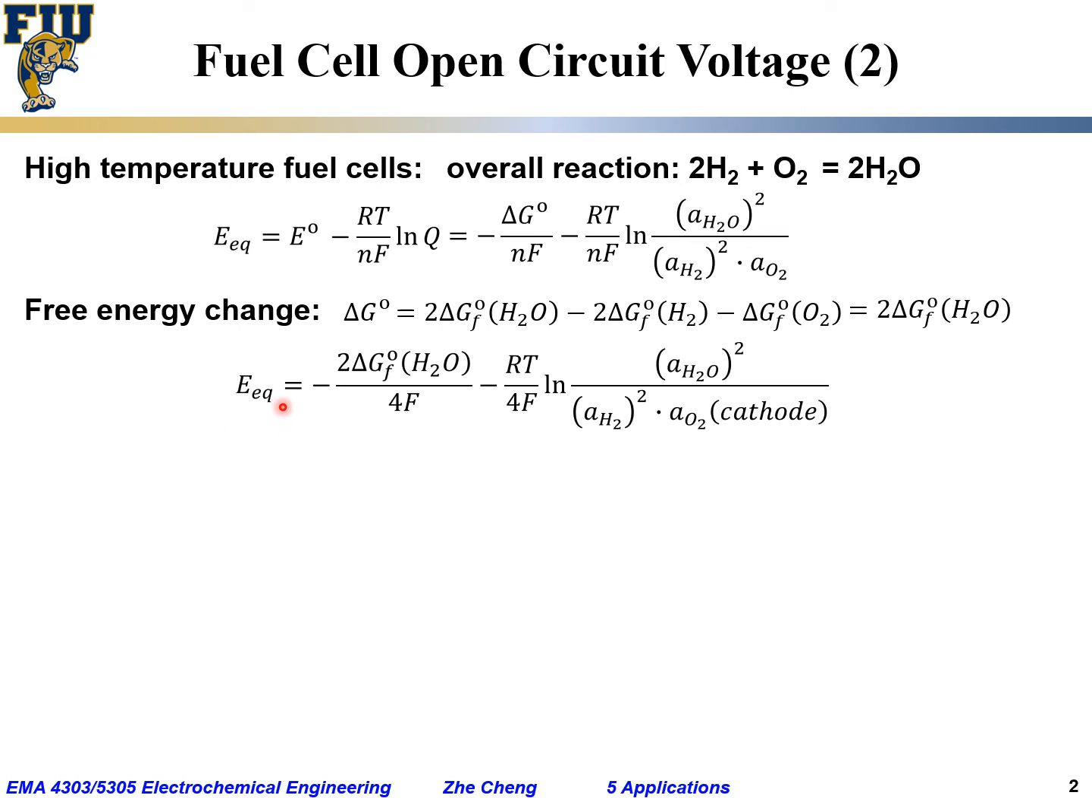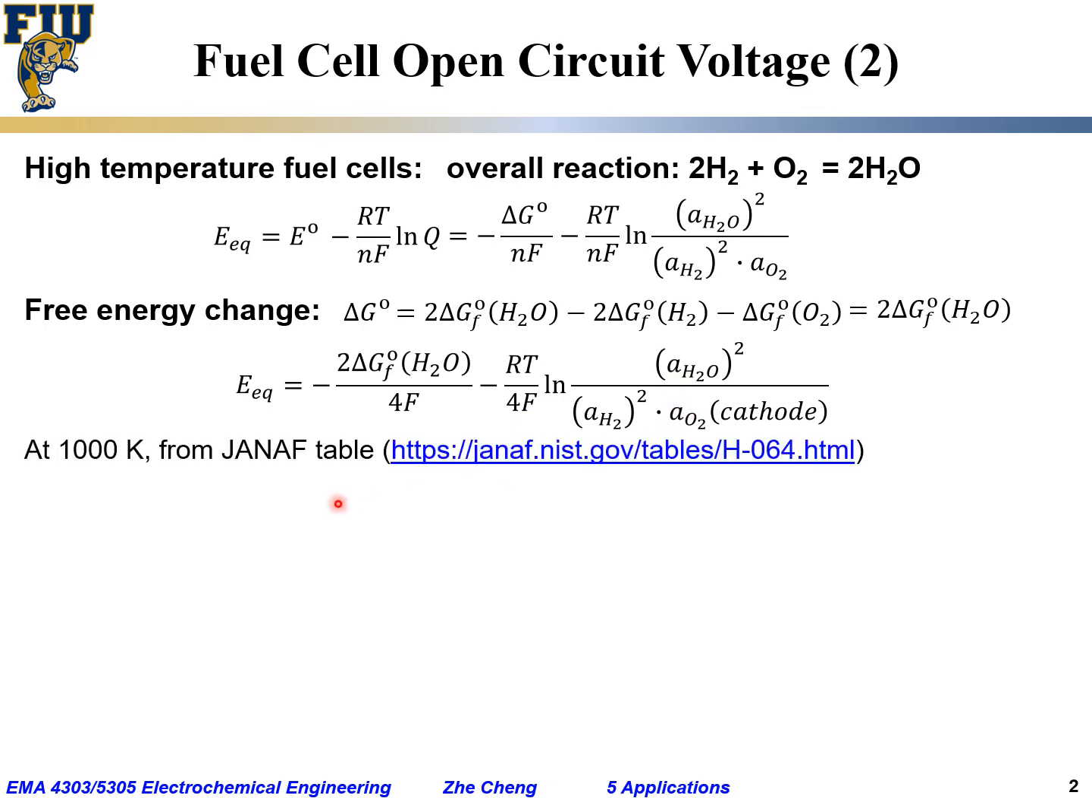The equilibrium cell potential would be minus delta G0, which is 2 times delta GF0 of H2O, the water Gibbs formation energy under standard state, over nF. For this reaction, for 2 hydrogen molecules, totally 4 electrons get transferred, so n would be 4, times F, minus RT over 4F ln of this reaction quotient.